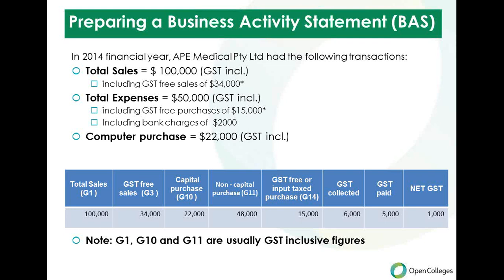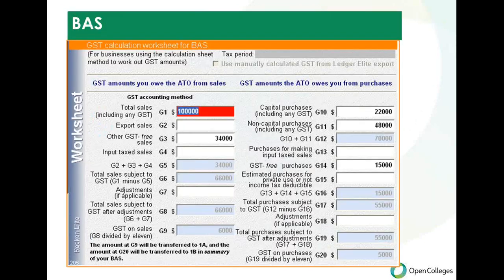So GST collected is $6,000 from the $66,000 including GST, and GST paid is $5,000. Remember, that's the $2,000 from the capital purchase plus the $3,000 from the non-capital purchases. So the net GST in the quarter is $1,000. There's a little note there to say normally G1, G10, G11 are the GST inclusive figures, and there is a box on the business activity statement to tick to note that they are the GST inclusive figures.